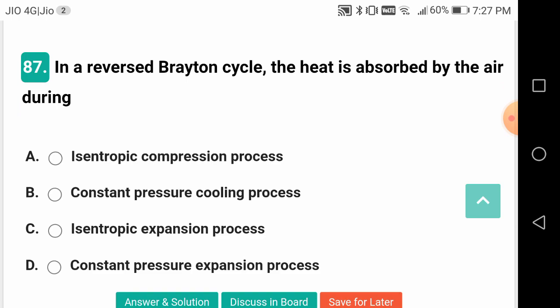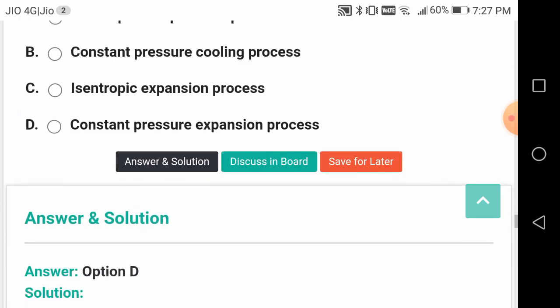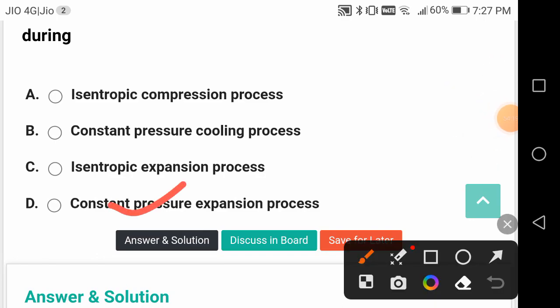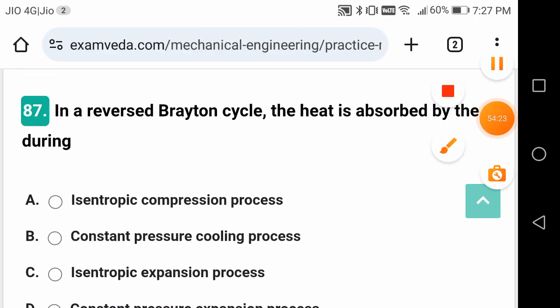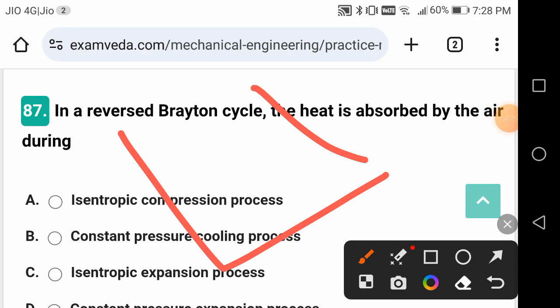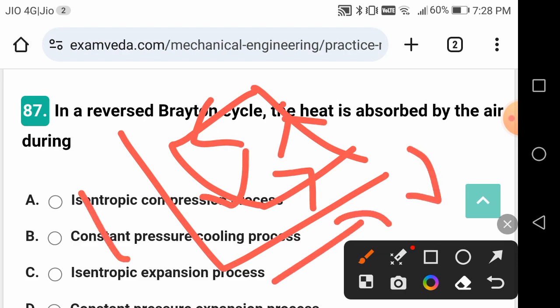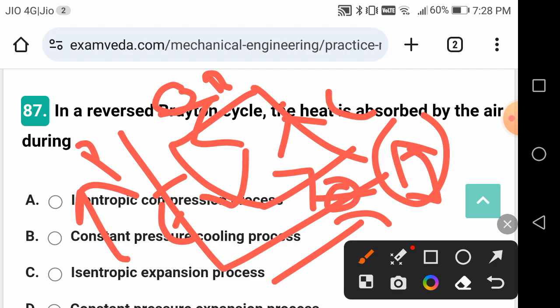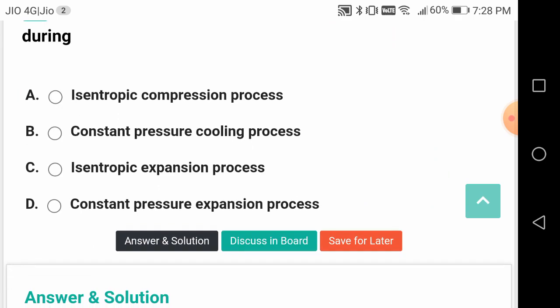In reverse Brayton cycle, the heat is absorbed by the air during constant pressure expansion process. How will your reverse Brayton cycle be? This is your PV diagram, friends. Compression, heat rejection, expansion, heat addition or heat absorption. So here he is asking, heat is absorbed where? Here. That is your constant pressure expansion process.